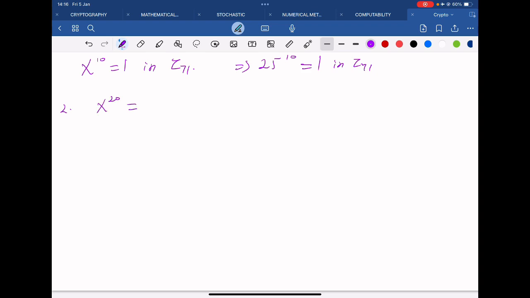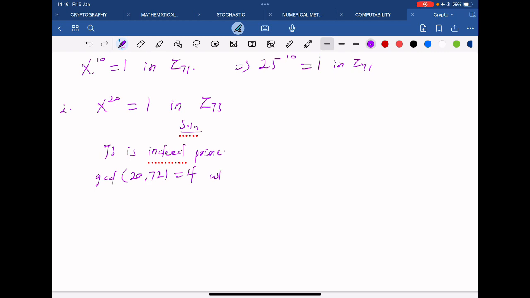x exponent 20 is equal to 1 in Z 73. The first thing that you have to do is to check, is 73 prime? 73 is indeed prime. Okay, if it is prime, then what is the GCD of 20 and 73 minus 1, which is 72? And that is equal to 4.